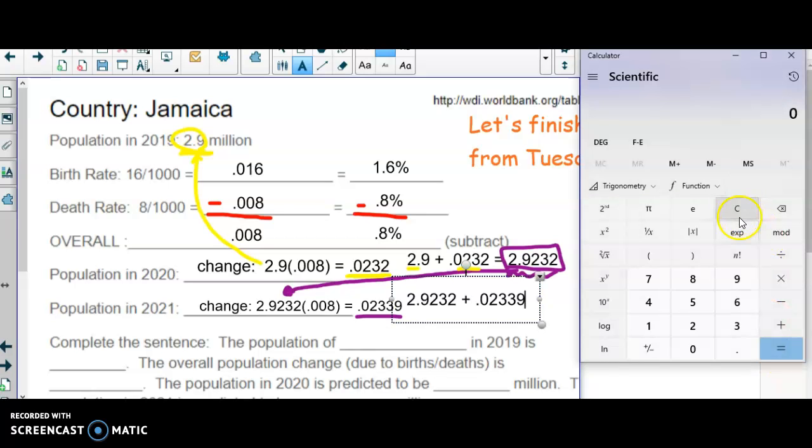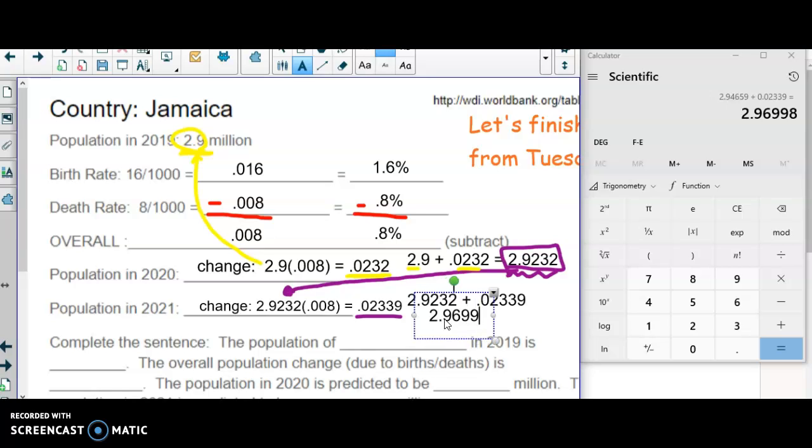So let's clear this out. Let's do it. 2.9232 plus 0.02339. Great. So we're going to have 2.96998. Okay? That's our result. That is our answer.